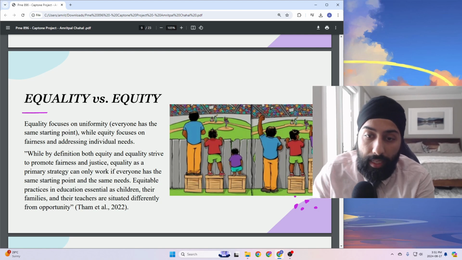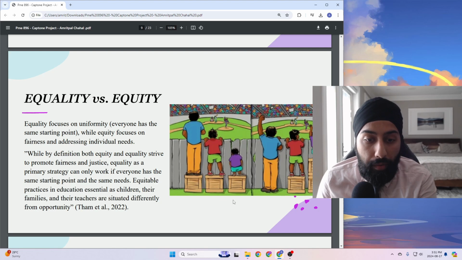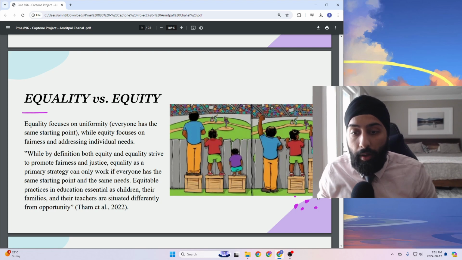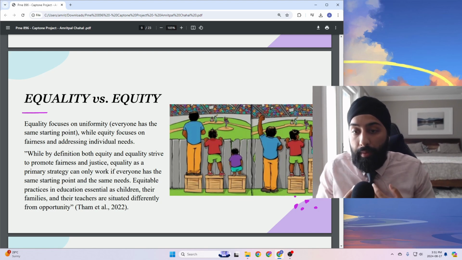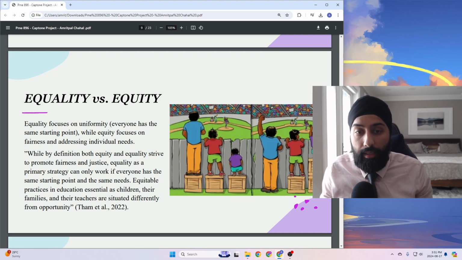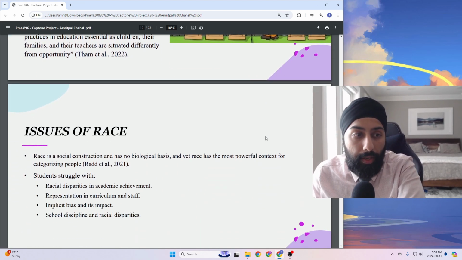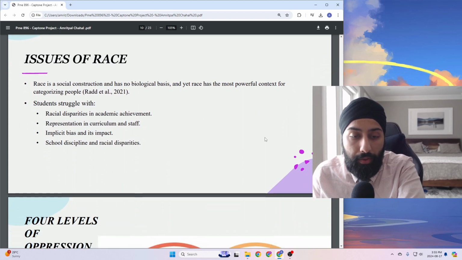As you can see, for an example, in this image right here, if everyone gets a single box to stand on, then one person is missing the opportunity to see the game. However, if the person on the far right here gets two boxes, that means everyone can see the game fairly. Okay, now I want to talk about issues of race and equity.